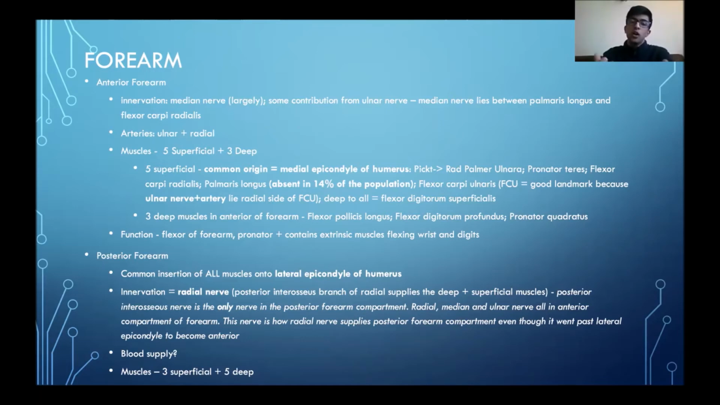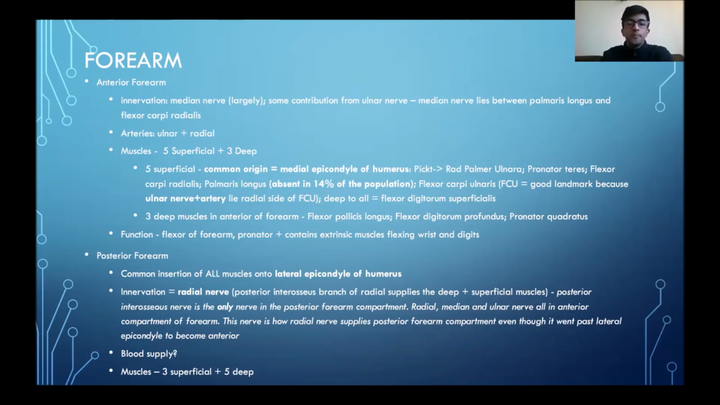The function of this anterior forearm is flexion of the forearm. It's anterior, so it's going to have to be flexion. But it's also pronation, and it contains extrinsic muscles for flexing the wrist and the digits. So if you have anterior, so extrinsic muscles, what it's saying is it's outside the region of interest. So you have your wrist, flexing your wrist is like this, flexing your digits are like this.